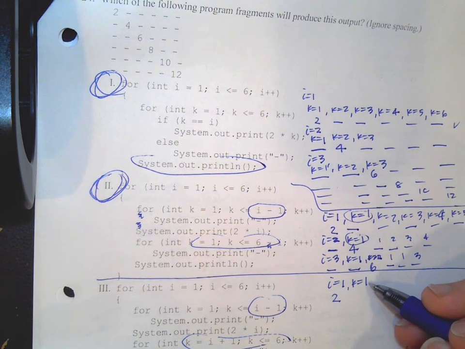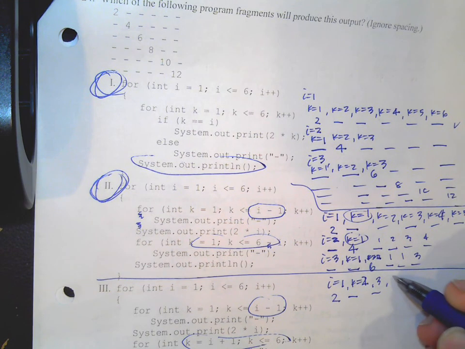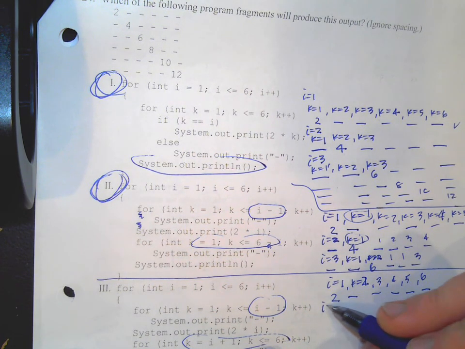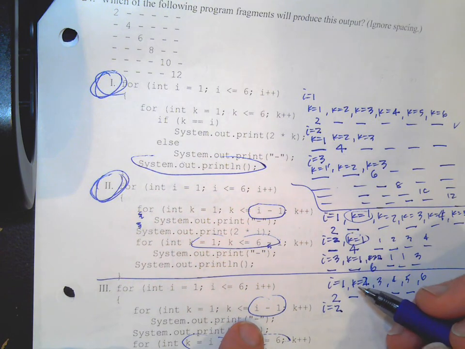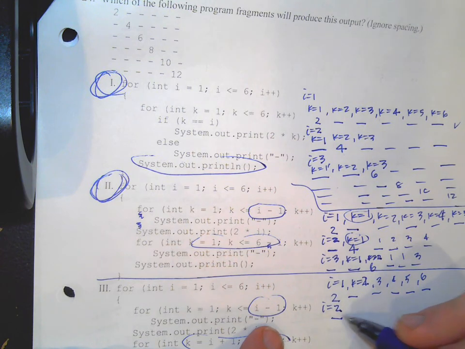And then it goes back to k equals i plus 1. Well, so it's going to start at k equals 2, and it's going to print a dash. And then 3, and dash, and then 4, and then dash, and then 5, and then dash, and then 6, and then dash. Then i is going to go to 2. And it's going to say, okay, well, is k less than or equal to 2 minus 1, which is 1? Yep. So we get a dash.